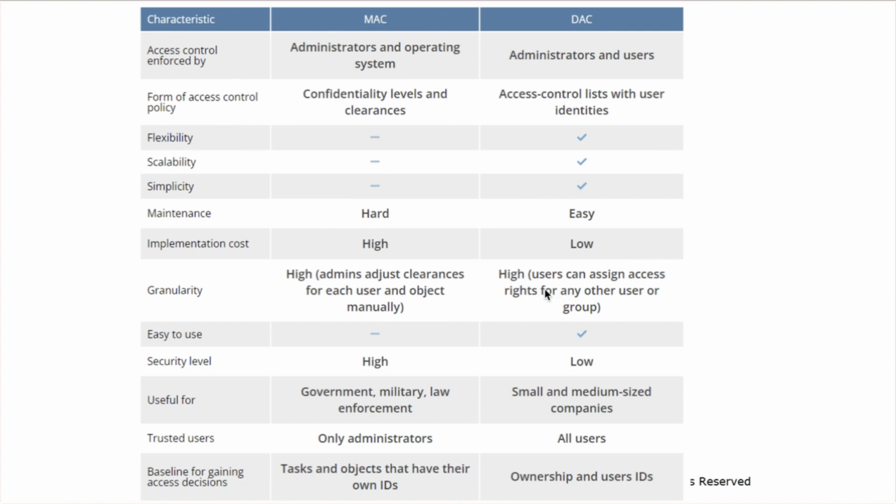Granularity: both MSC and DSC offer a high level of granularity. Users can assign access rights to any other user or group, but those tables, we saw some of the implementation approaches yesterday, can become large. There is a troubleshooting problem in those cases. And here the admin can adjust clearance levels for each user and object manually, but it requires a lot of time. Although the granularity is high, the cost and the work required behind those approaches is much more difficult in the MSC.